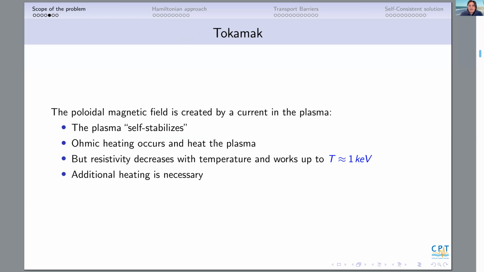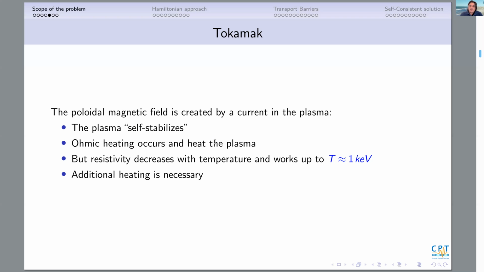So the idea is, as I said, to create this poloidal magnetic field to stabilize the particles. But how to create it? The idea of the tokamak is to use the plasma to create a current inside the plasma that will generate this poloidal magnetic field. In that sense, the plasma is self-stabilized because of the current, and it stays confined.